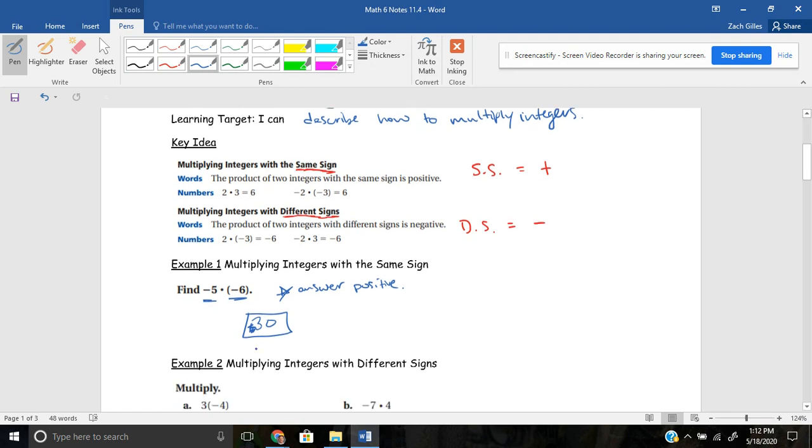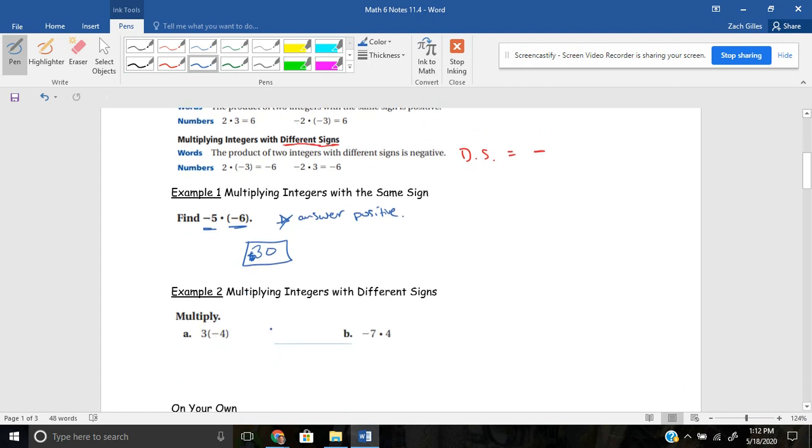And in the second example here, it's the opposite of that. So multiplying integers with different signs. So 3 is right next to negative 4. Remember, that implies multiplication. This is a positive number and this is a negative number. So we have different signs. So my answer is going to be negative. And 3 times 4 is 12. So negative 12 would be my answer because they have different signs.